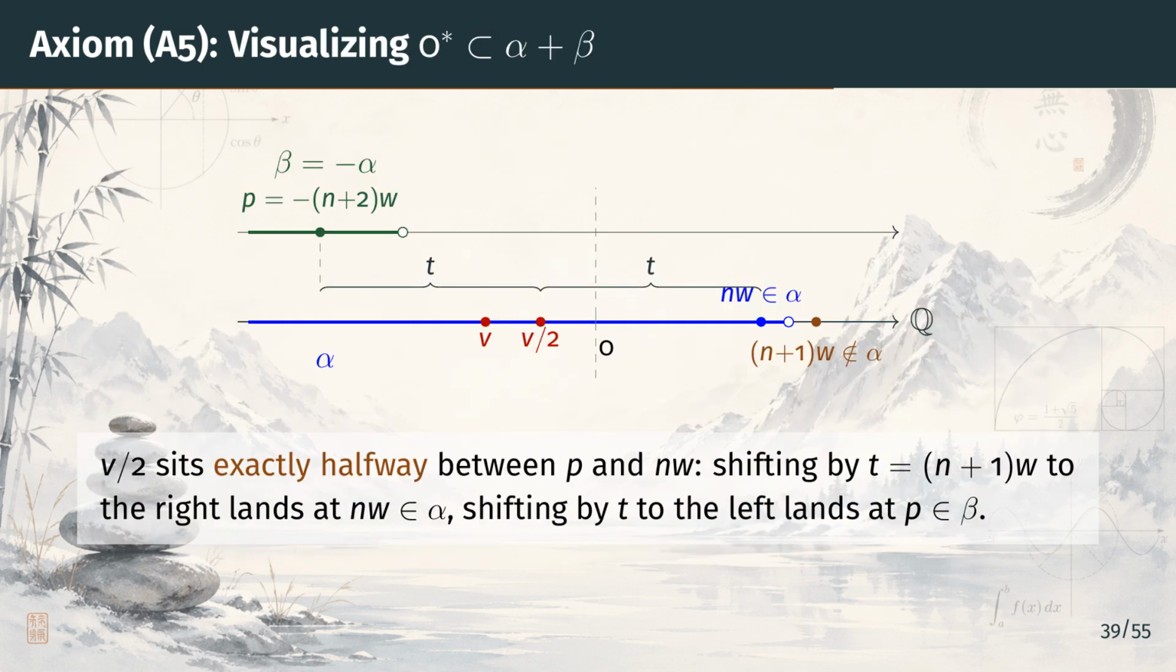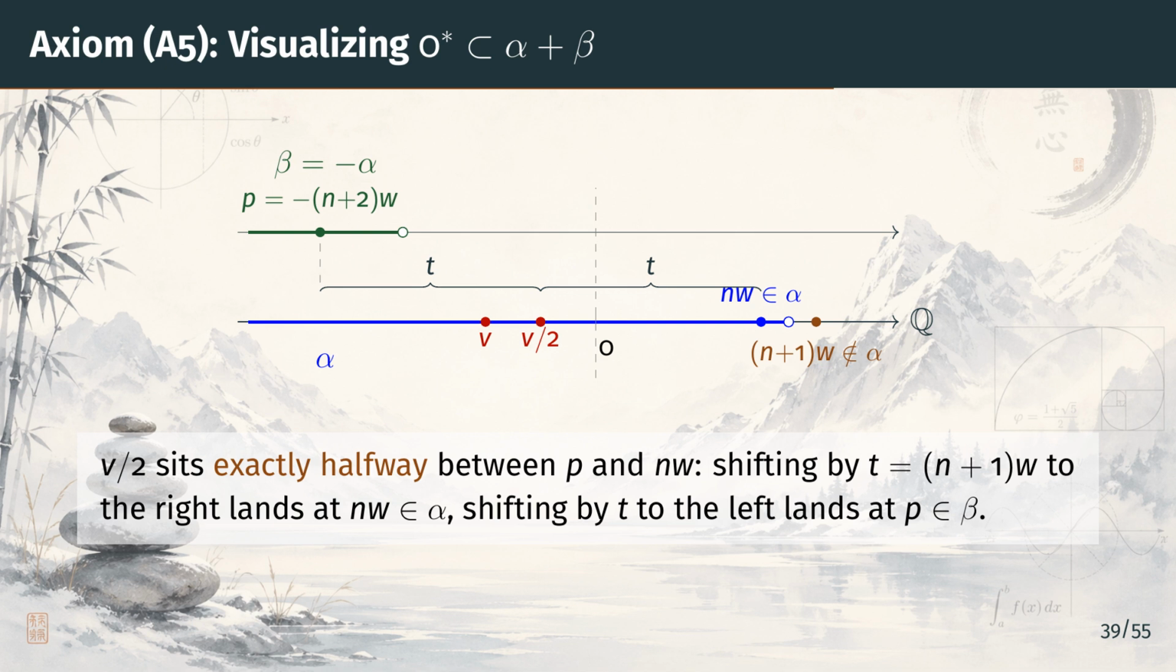This diagram visualizes the clever splitting. On the bottom number line, we see the cut alpha in blue extending to the left up to its boundary. On top, we see beta equals minus alpha in green, extending to the left up to the mirror image of that boundary across 0. The Archimedean property gives us an integer n, such that n times W lands inside alpha, shown as the blue dot, while (n plus 1) times W lands just outside, shown as the brown dot. These two lattice points bracket the boundary of alpha from both sides.